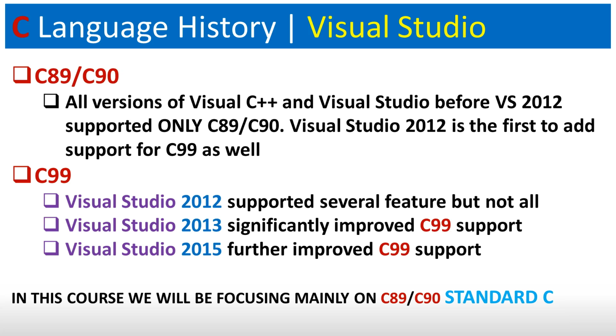Okay, so in this slide, we want to talk about how Visual Studio handles the C language. All versions of Visual C and Visual Studio supported only C89/C90. Visual Studio 2012 was the first to add support for C99 as well. And newer versions of Visual Studio will keep adding more and more improvements. C99 was added to Visual Studio 2012, and then in 2013 it was improved significantly by adding additional support. In Visual Studio 2015, there were further improvements added to the compiler. So again, in this course, we will be focusing mainly on the C89/C90 standard, which is referred to as Standard C.